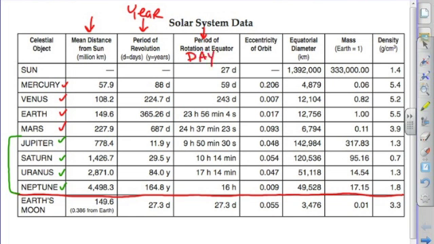Eccentricity of orbit. Let's take a moment to refresh our memory on eccentricity. Remember, eccentricity is the shape of a planet's orbit as it goes around the Sun. Eccentricity can have a maximum value of 1, which means your orbital shape is more linear, or a minimum eccentricity of 0, which would mean your orbital shape is more circular.